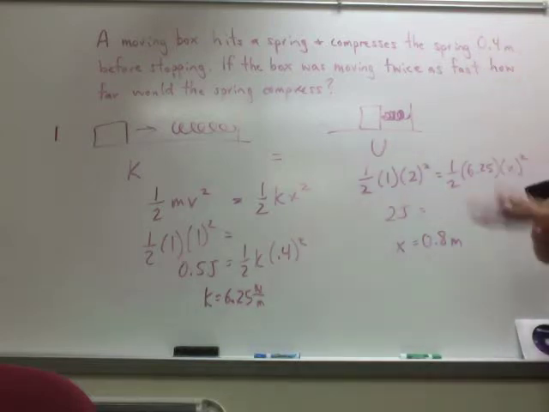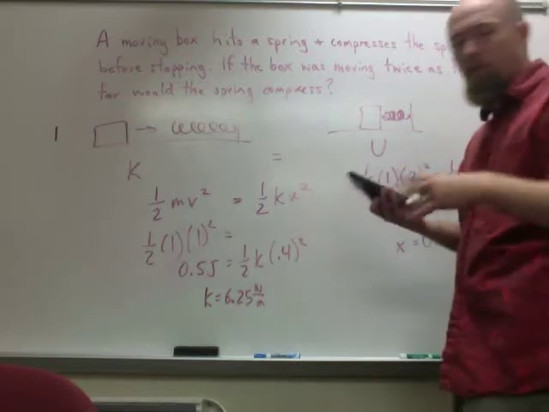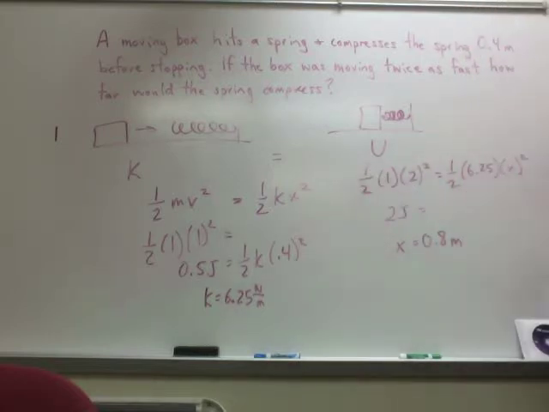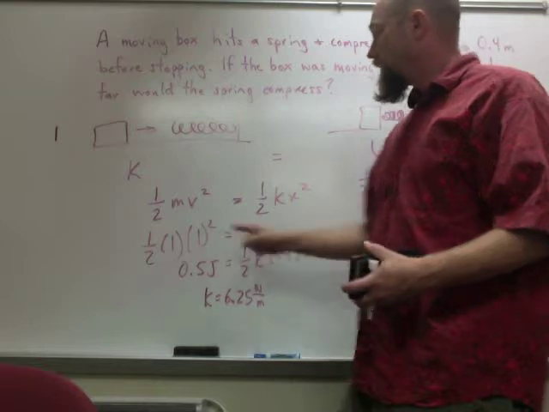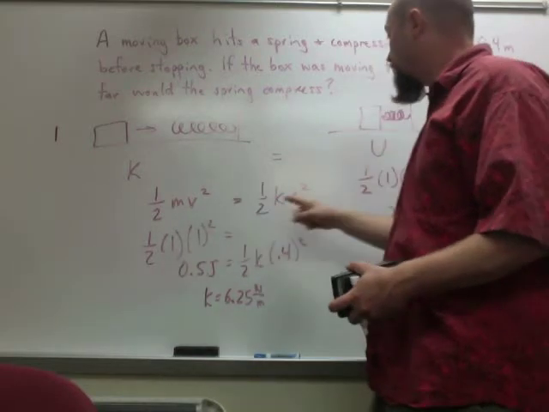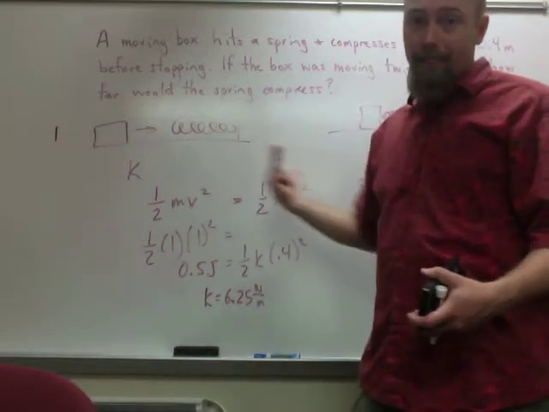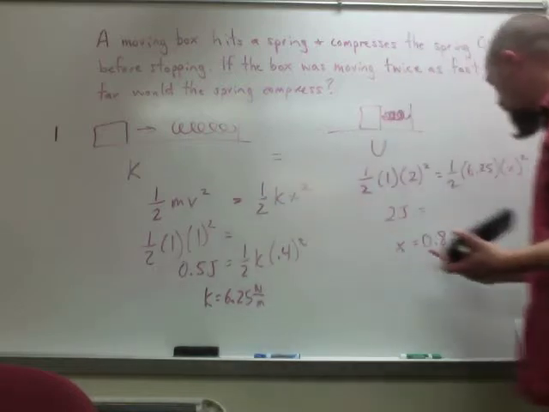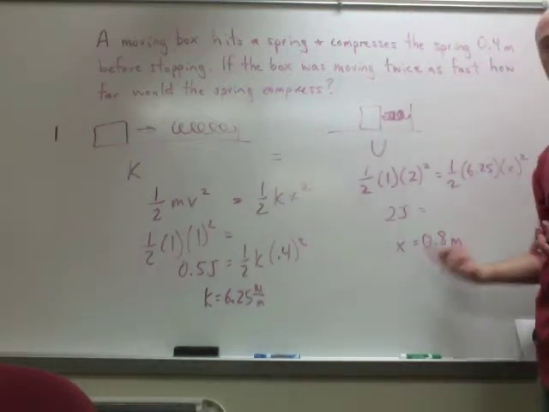Which is the final answer anyway, and you could have thought that through just by going, okay, this is a square relationship, this is also a square relationship, so it's going to end up being a 1-to-1 thing, which is why if I double the speed, it compresses twice as much.